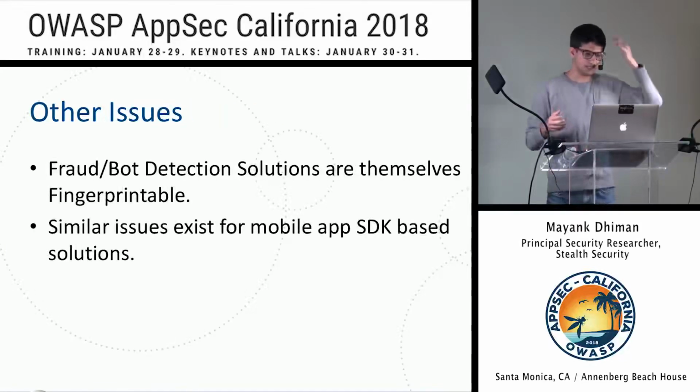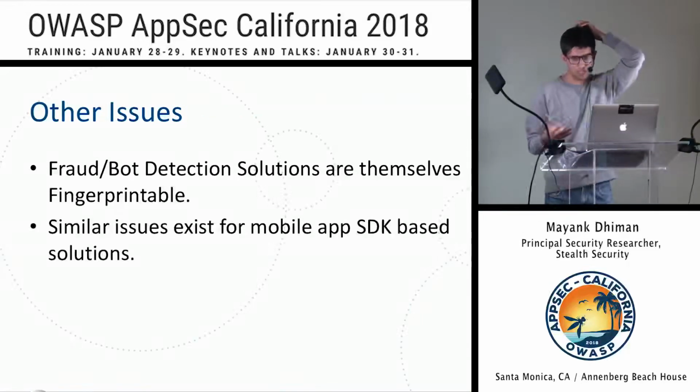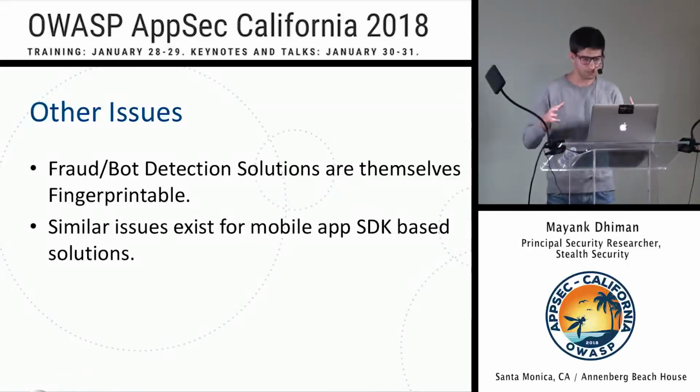Finally, there are a few other interesting things which I found. The first is that the fraud and bot detection solutions are themselves fingerprintable. What I mean is, for example, if I use a particular vendor which is located at abc.com/fingerprint.js, so this is the magic JavaScript file, I can scan the internet for, say, the Alexa top 1 million websites. I can find all other websites which are loading JavaScript from the same domain. So now I know exactly all of the customers of that particular vendor.